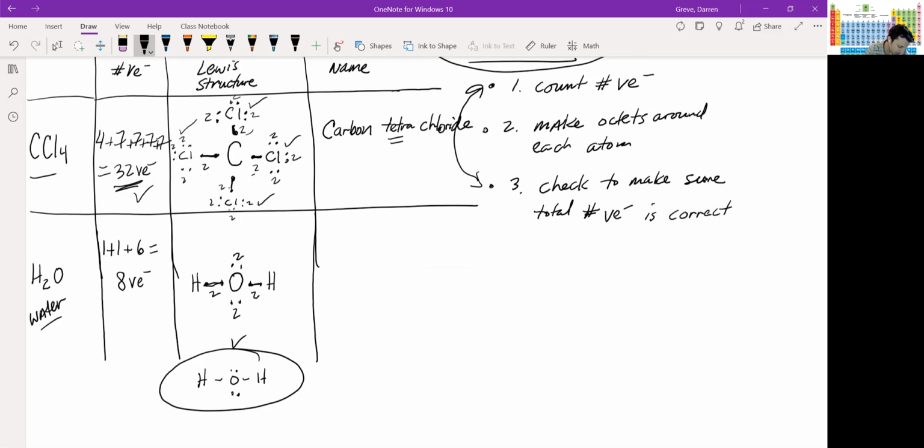The name of this molecule, the way we would name a covalent molecule like this, we would say that this is di, for 2, dihydrogen, because there's 2 hydrogen atoms. Dihydrogen monoxide. The common name, of course, we know is water.